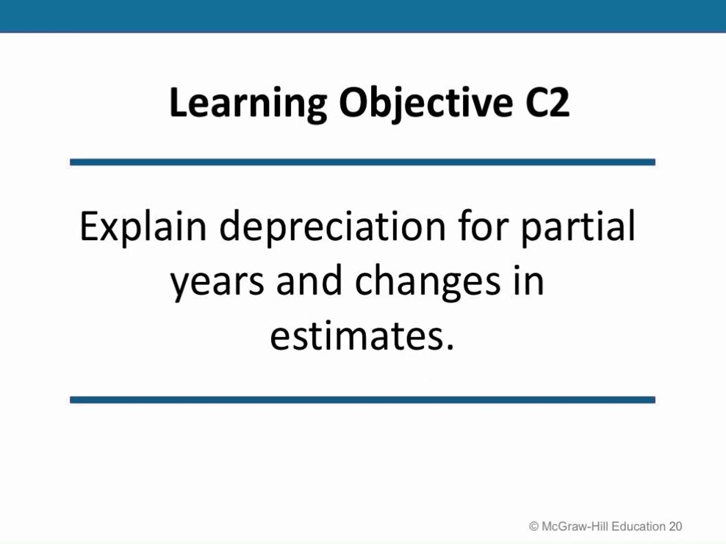So we may also not always start on January 1, and we may have estimated our salvage value, for example, at 1,000, and then a useful life at 5 years. But 2 years into the calculation, we may realize that we've made a mistake on one or both of those. So how do we handle those two situations?